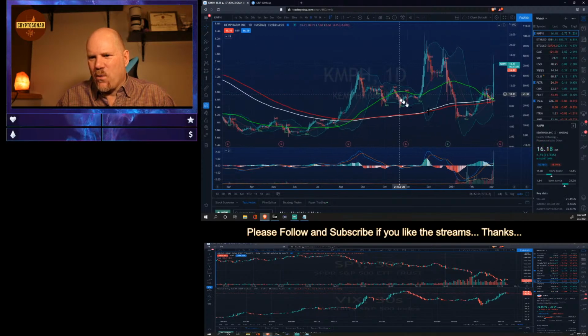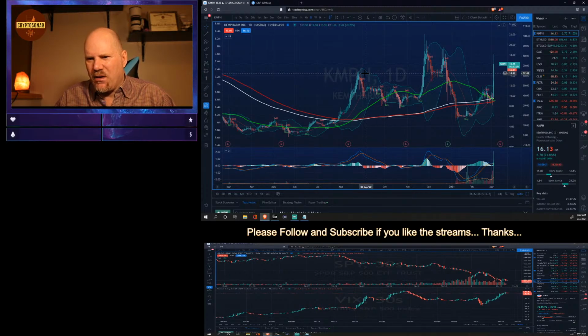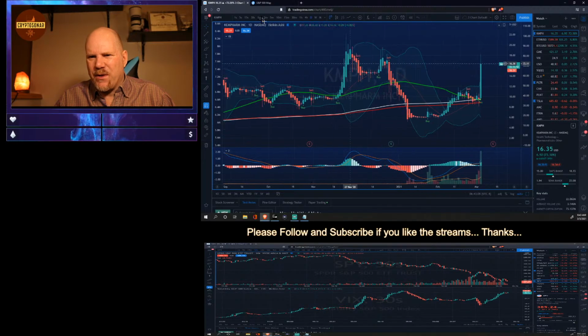Now it's trading well above its 50 and 200 day moving average, and well above the VWAP, which is the volume weighted average price as well. So you probably have a little bit of support here. This is probably the top of this one now, $15 range. So we'll see what happens with this one throughout the day.